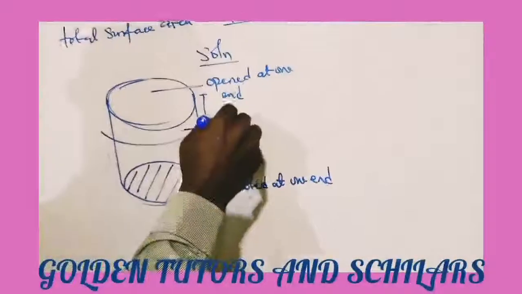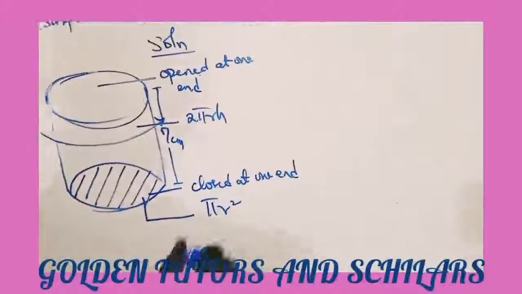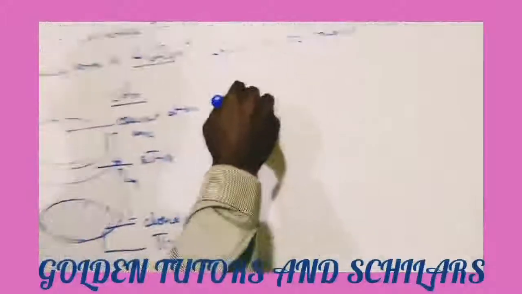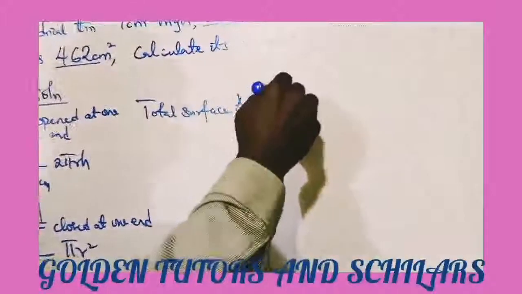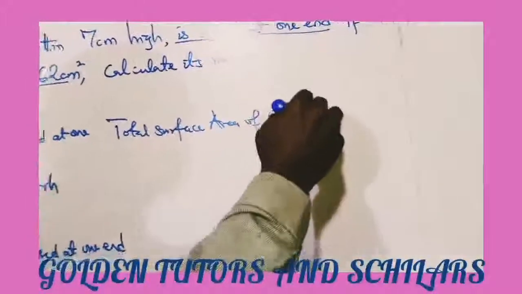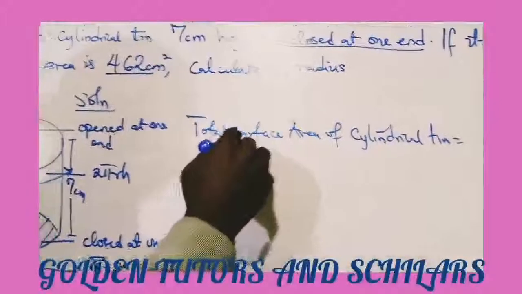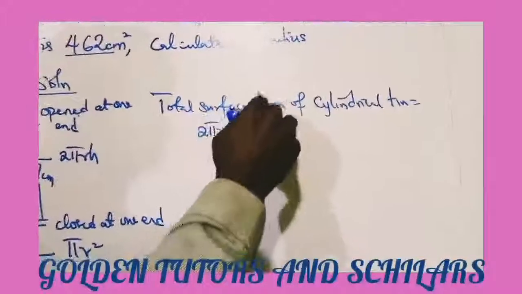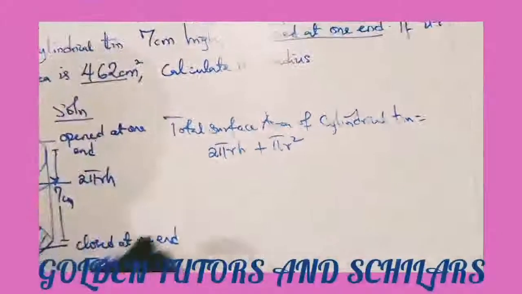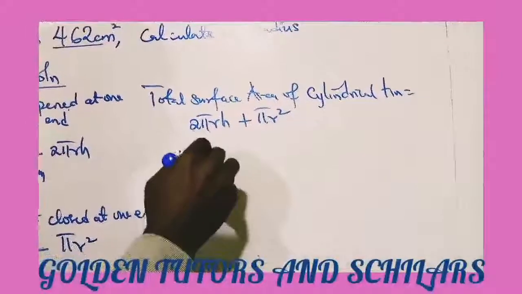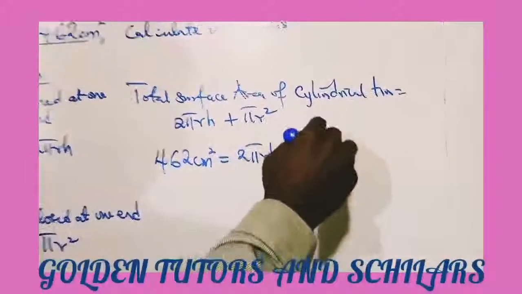This curved surface is 2 pi r h, and the circular surface here is pi r squared. So in this case, the total surface area of the cylindrical thing will be equal to the curved surface, which is 2 pi r h plus pi r squared. We are told that the total surface area is 462 centimeters squared. It means that 462 centimeters squared equals 2 pi r h plus pi r squared.